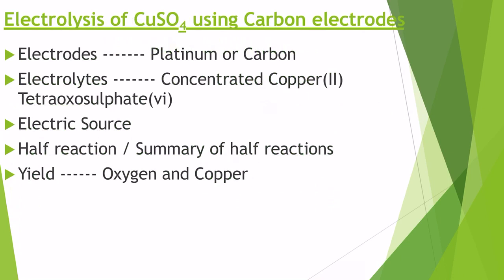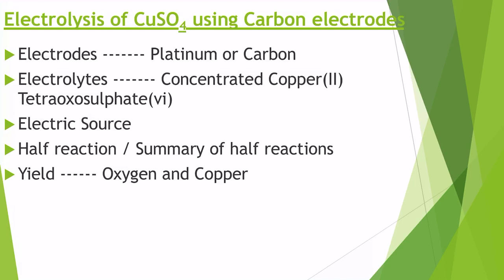Okay, now we are going to talk about the electrolysis of what? Copper 2 tetraoxosulfate 6 using carbon electrodes. The electrodes involved are platinum. You can use platinum or carbon. Then the electrolyte there is what? Concentrated copper 2 tetraoxosulfate 6. From the diagram, there is equally an electric source there.